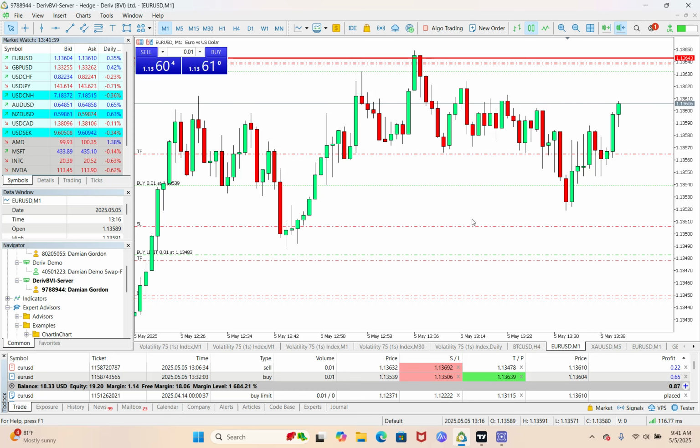Buyers are making their move to the upside. Sellers can't find an answer. Oh wow, sellers trying to come back. Sellers are trying to make a comeback.